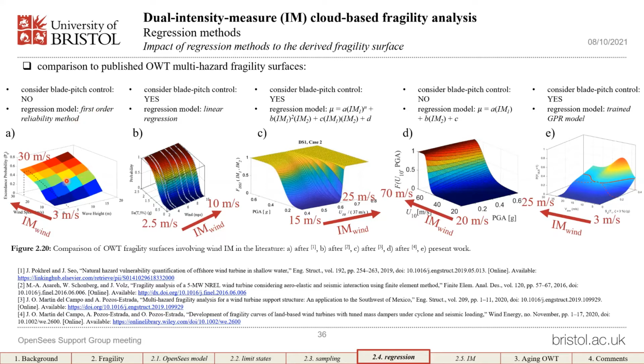The result was still valid because the pitch control mechanism was not considered in this study, maybe a parked wind turbine. So for the second case, an operating wind turbine this time was being considered. However, because the range of examined wind speed was always below the rated wind speed of the turbine, even if a linear regression model was being used, the result was still valid.